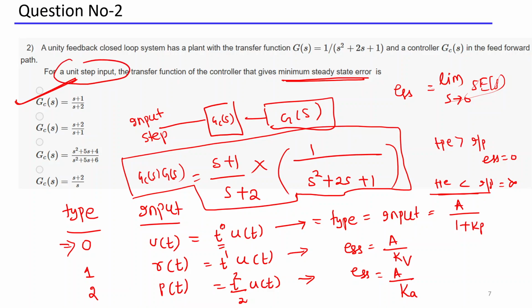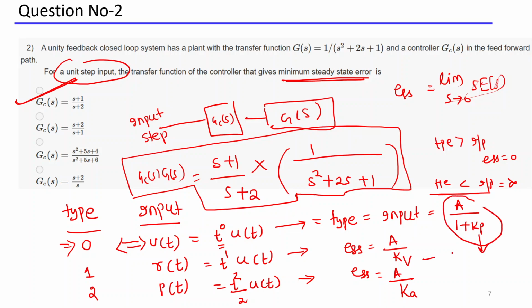Okay, t to the power 0 means 0. Okay, and your type is also 0. So now 0 is matching with 0. If 0 is matching with 0, in that case you will get some steady state error, and that steady state error is given by the formula a divided by 1 plus kp.